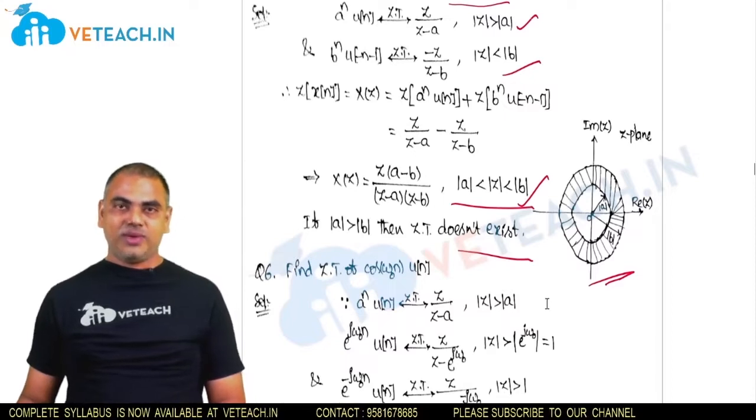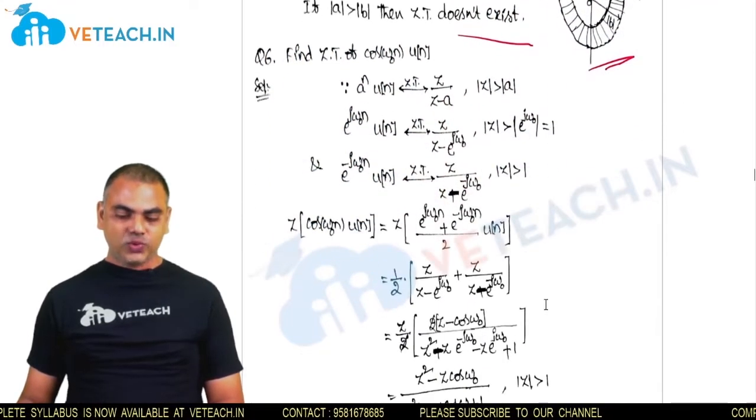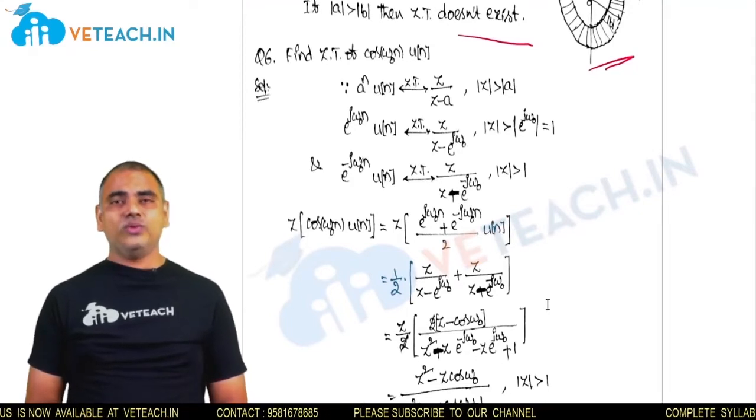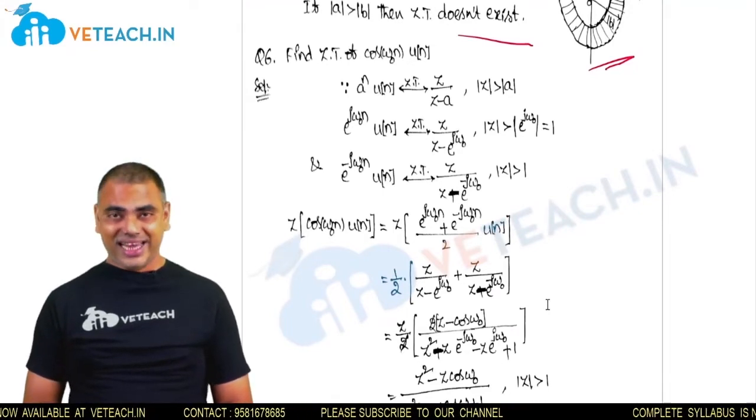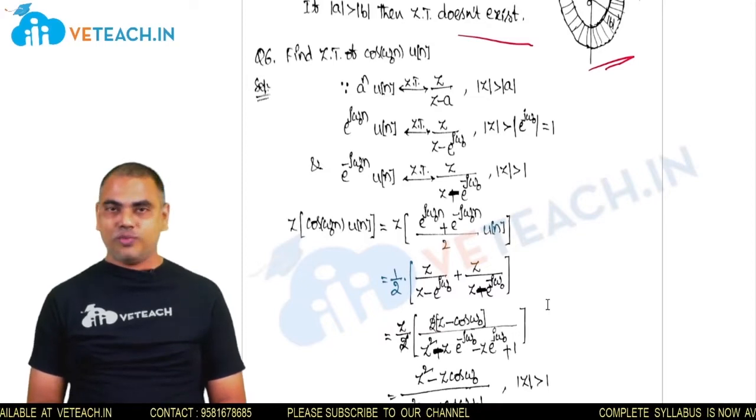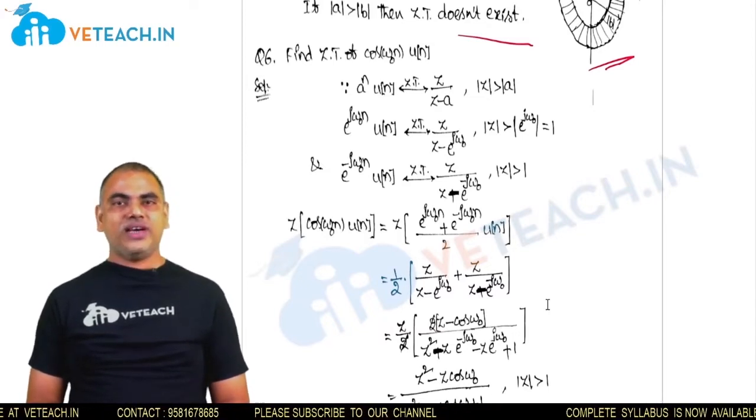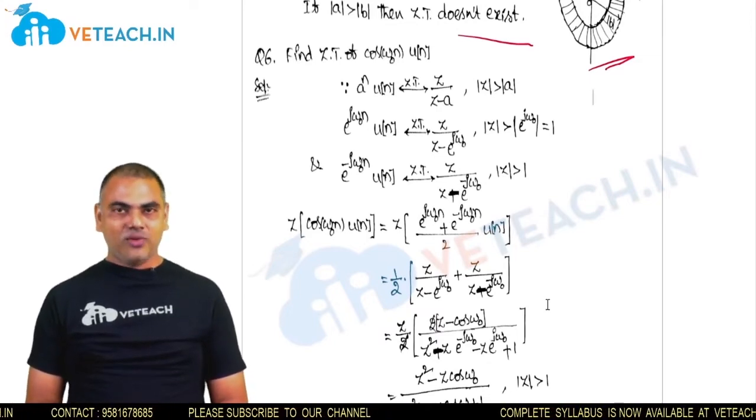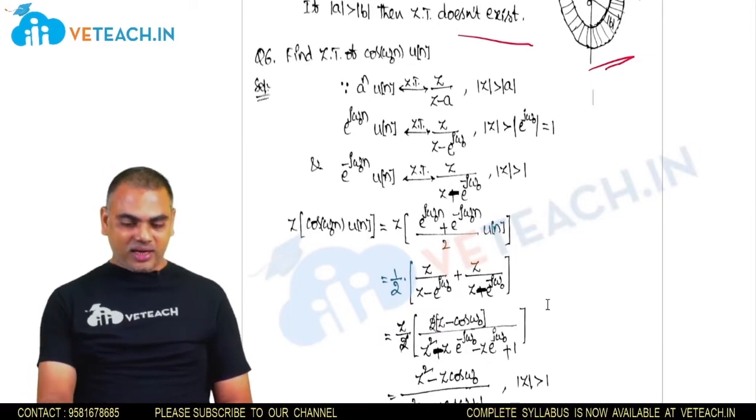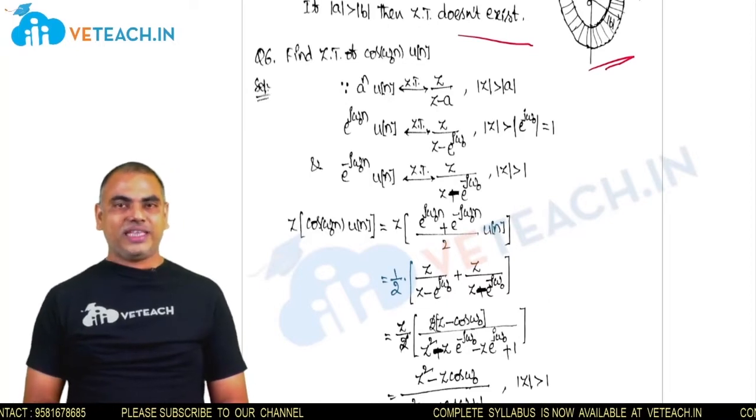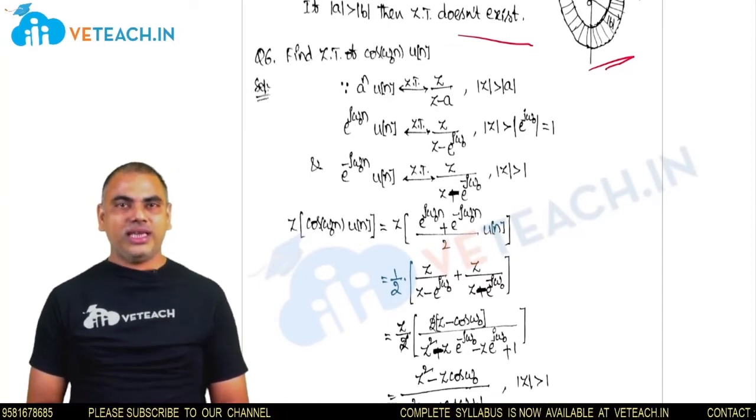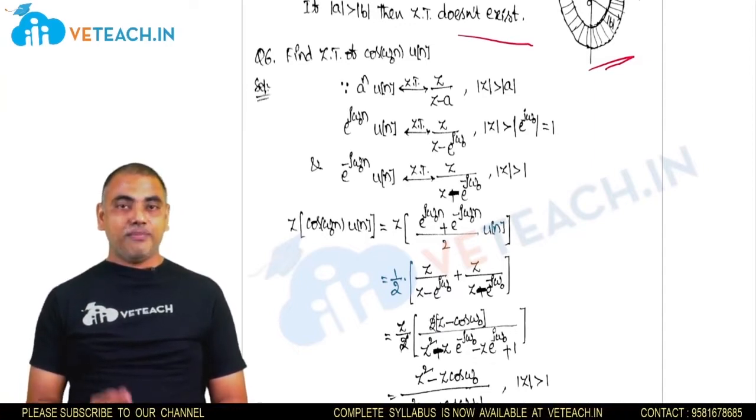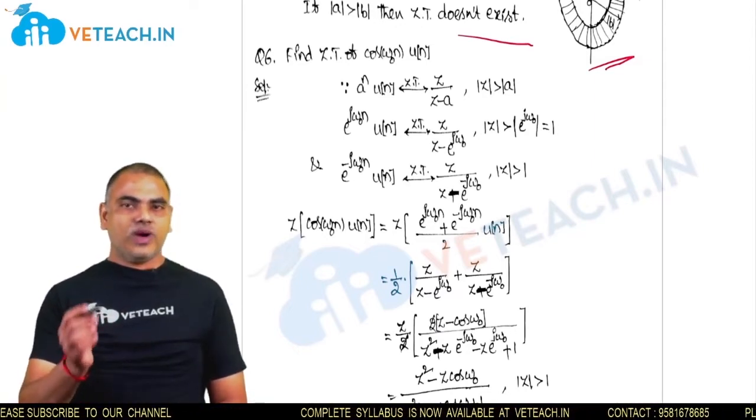Find the Z transform of cos omega naught n into u of n. Here by Euler's identity we can write cos omega naught n as e power j omega naught n plus e power minus j omega naught n by 2. Now we can write this cos omega naught n with the multiplication of exponentials. Then we have the e power j omega naught n u of n term and e power minus j omega naught n u of n term.